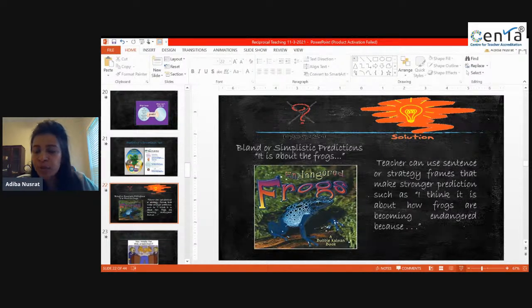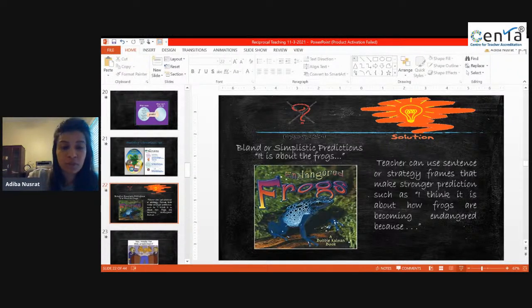Okay, so prediction as a whole sets a purpose for the reading, and it monitors their reading comprehension. It makes them interested in the reading material and allows the students to interact with the text, and simultaneously improves their text understanding.